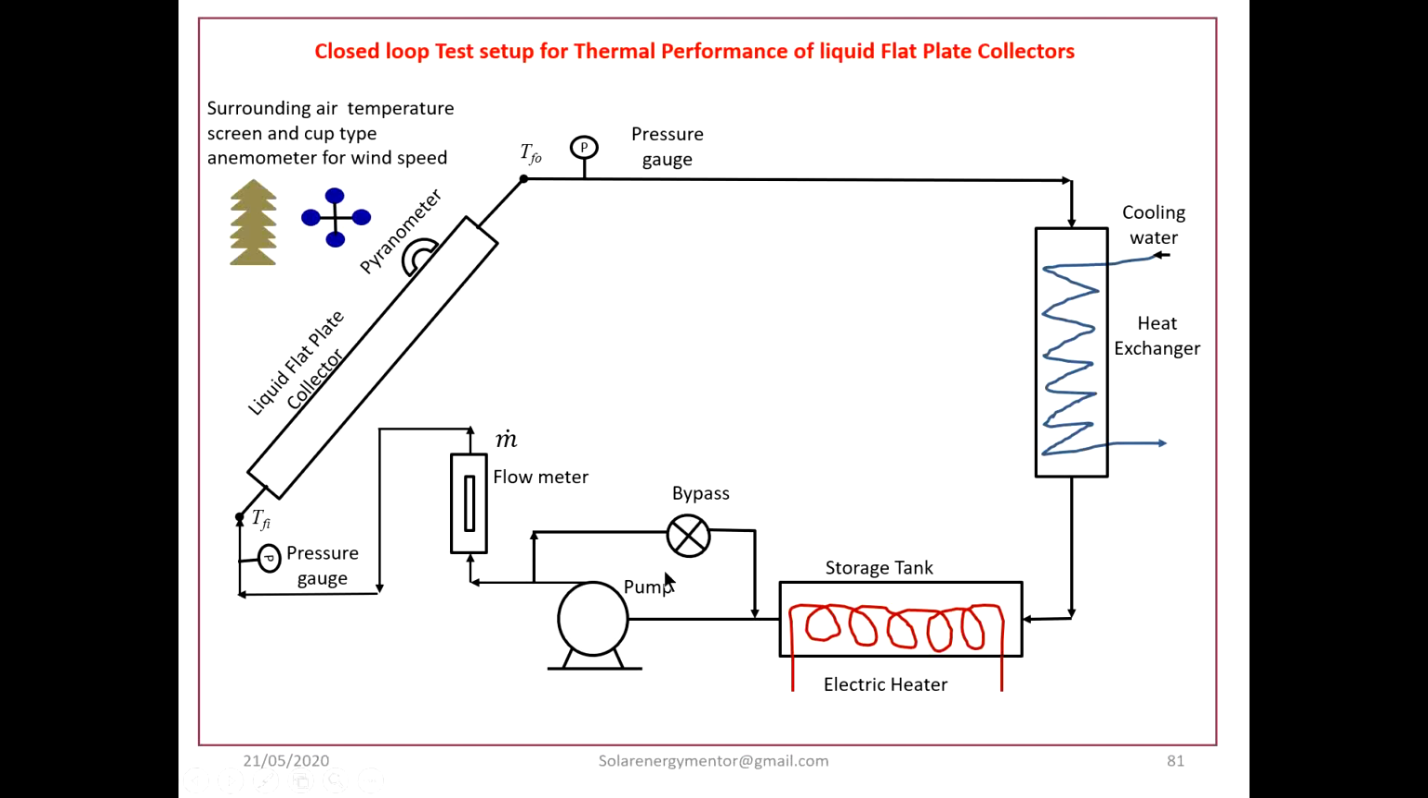It can be closed to reduce the discharge. So this circuit is used for controlling the discharge to the collector. Now a storage tank with electric heater is provided to vary the temperature of fluid entering the collector. Now these tests are prescribed at different fluid inlet temperatures. So the desired fluid inlet temperature may not be obtained with the solar radiation falling.